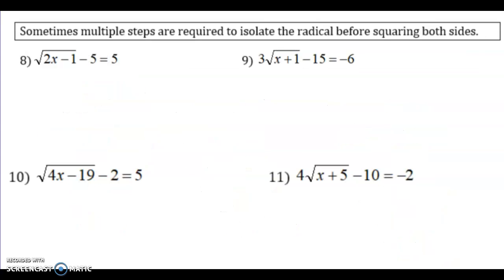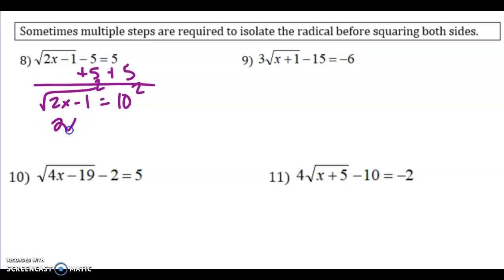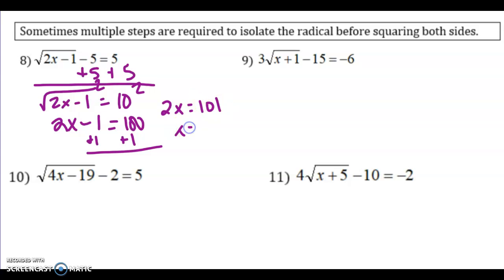So sometimes there are multiple steps required to isolate the radical before you square. So what you want to do is get the square root by itself. So I'm going to add my 5 over. Okay, now I have isolated my radical. Equals 10. So I square both sides. That ends up with 2x minus 1, my square root goes away, equals 100. I would add 1, and I get 2x equals 101, which divided by 2, x would equal 50.5.